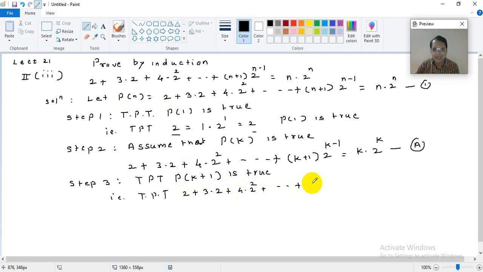Now whenever you put k, because finally I have to put k plus 1, the second last term will be when n is k. So it will be k plus 1 into 2 raised to k minus 1, and one more additional term will be there where I will put n as k plus 1.